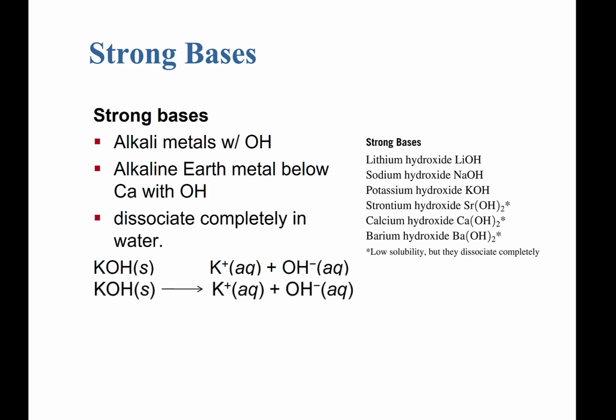Okay, a strong base. These are the alkali metals. Remember, that's column 1. So that would be the lithium, the sodium, the potassium. Those are all from column 1. So an alkali metal with OH, or the alkaline earth metals below calcium. That would be calcium, the barium, and the strontium. So these 3 are your alkaline earth, and these ones are your alkali. Okay, these ones separate completely, so the K separates from the OH.